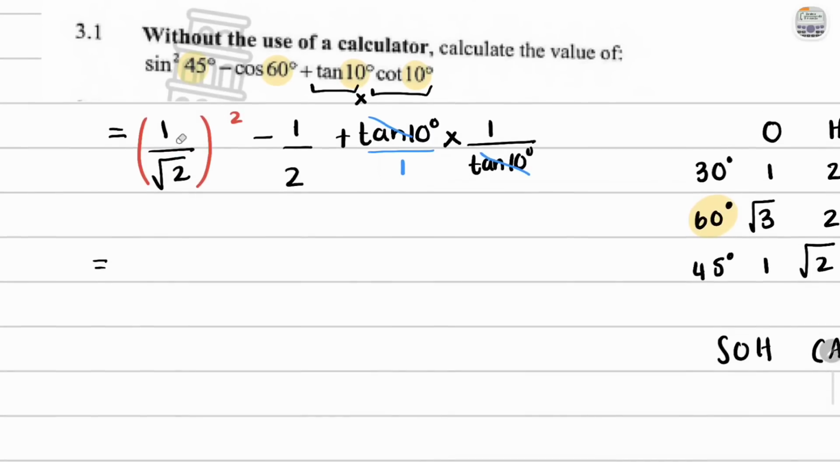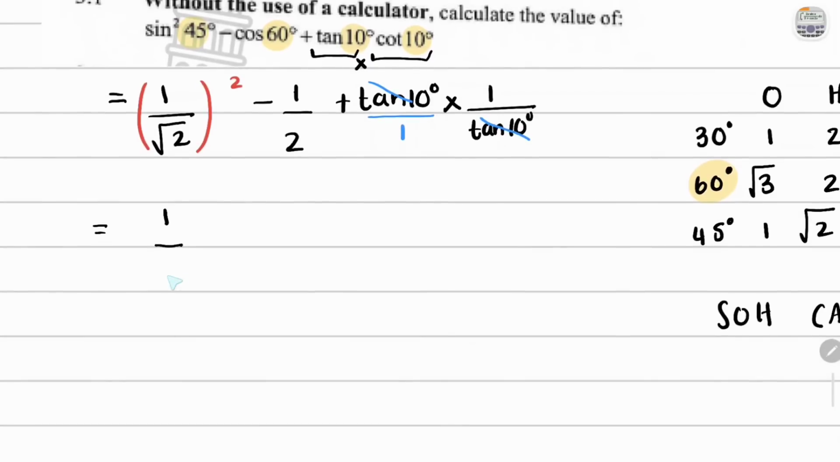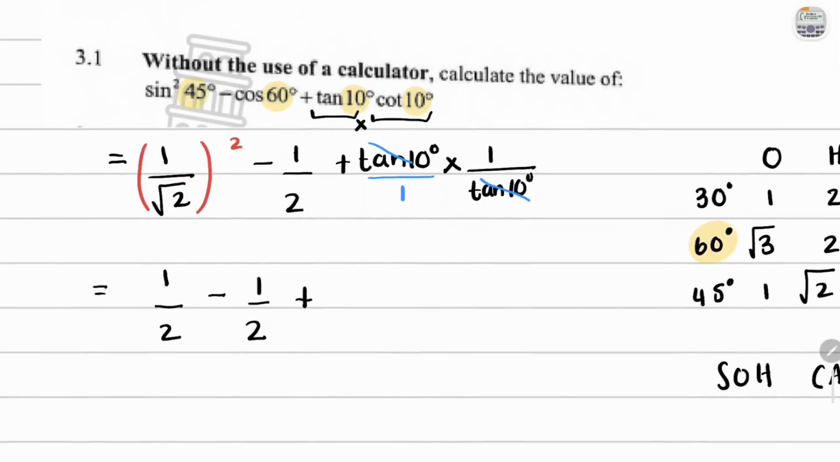So this is squared. Square everything inside the bracket. So 1 gets squared and it's 1. Square root of 2 gets squared and it becomes 2 because it breaks open that square root since they are the inverse of each other. Then you still have minus a half plus what is left here. Okay, you have to see them for what they are.